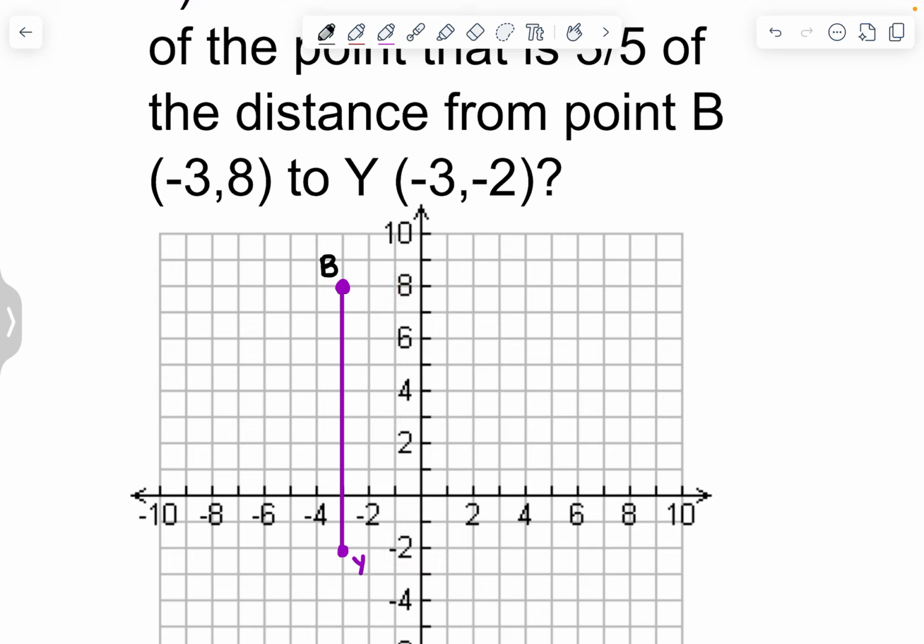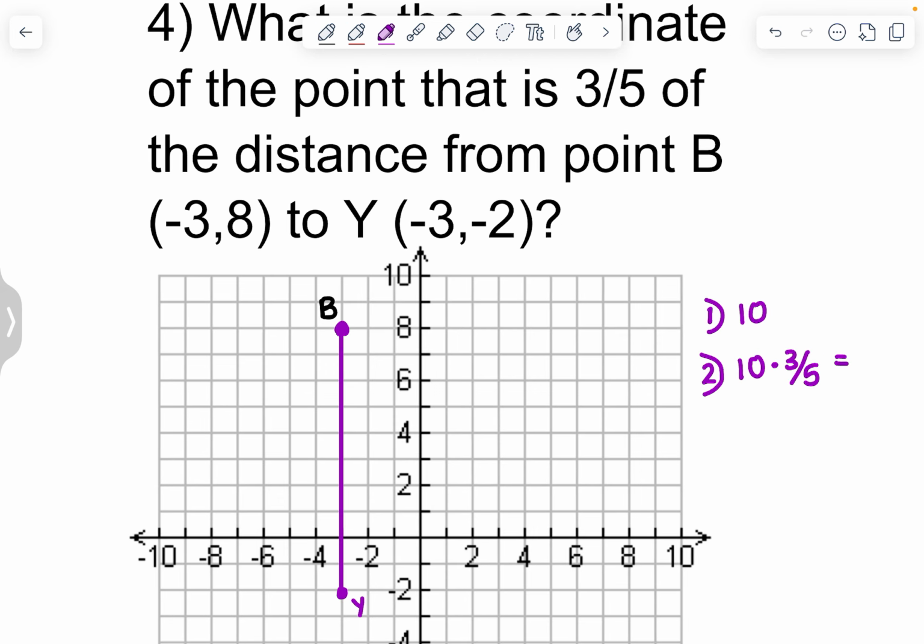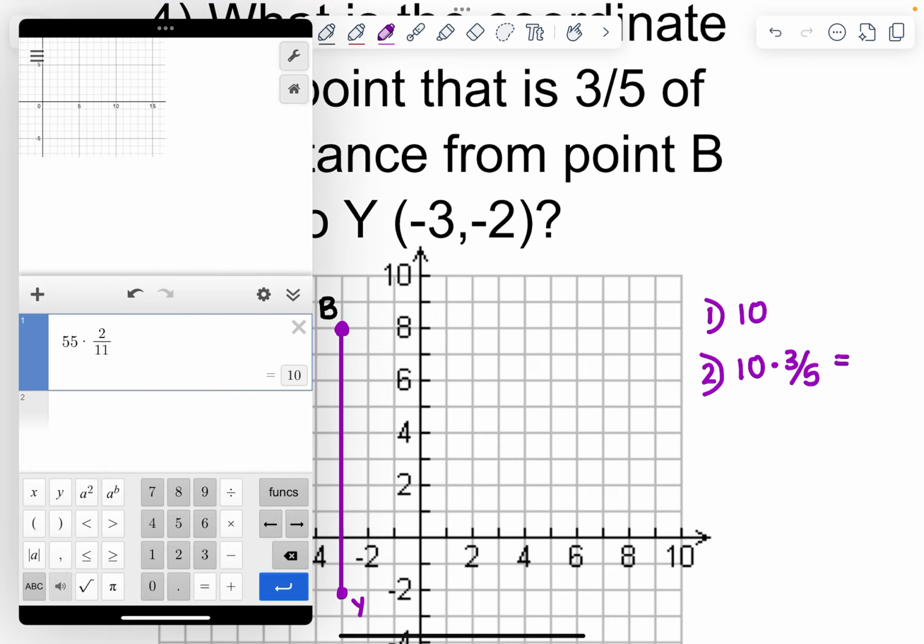So step 1, what's the distance between 8 and -2? It's not 6. Please don't say 6. The distance between 8 and -2 is 10. Step 2, we multiply 10 times 3/5. This one I also can do without a calculator, but maybe you need yours. Let's try it out. 10 times 3/5 is 6.